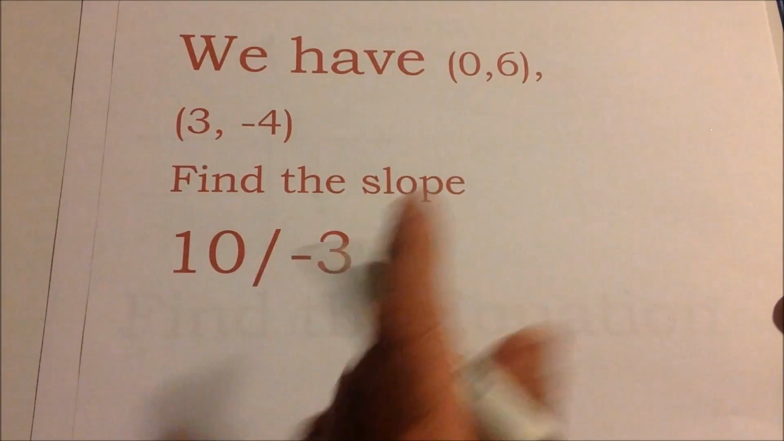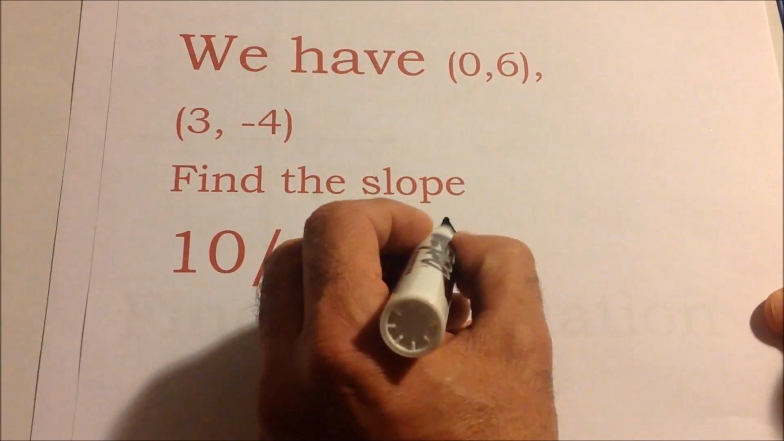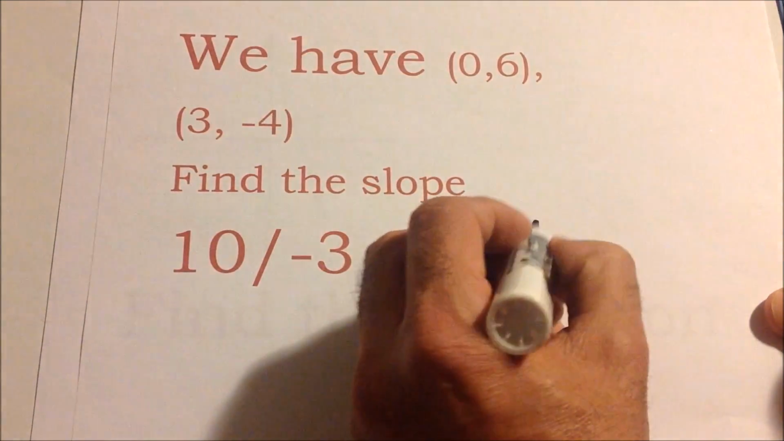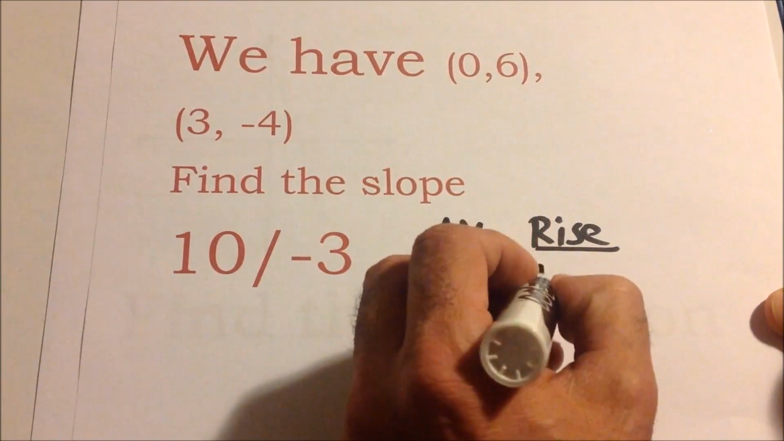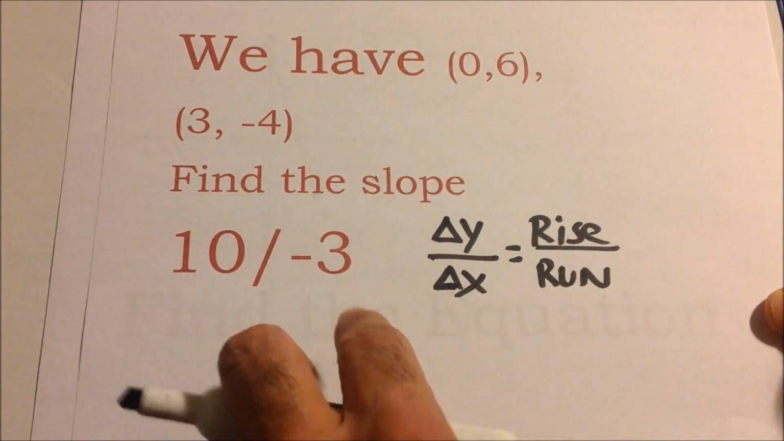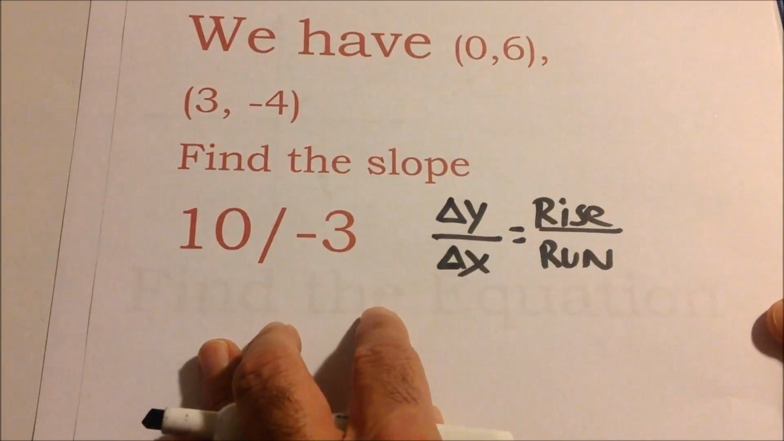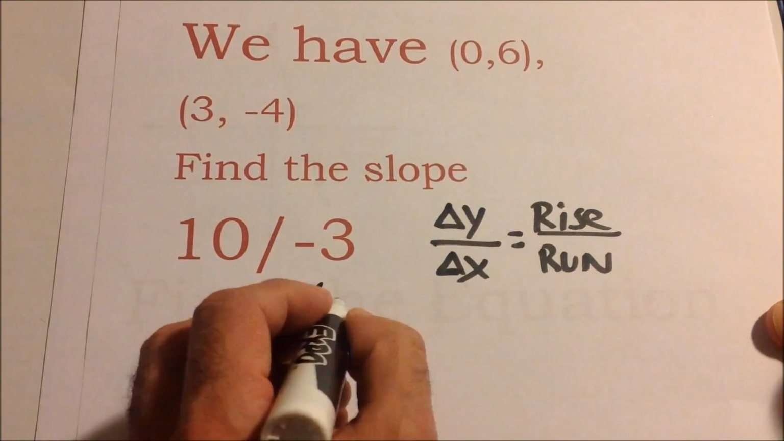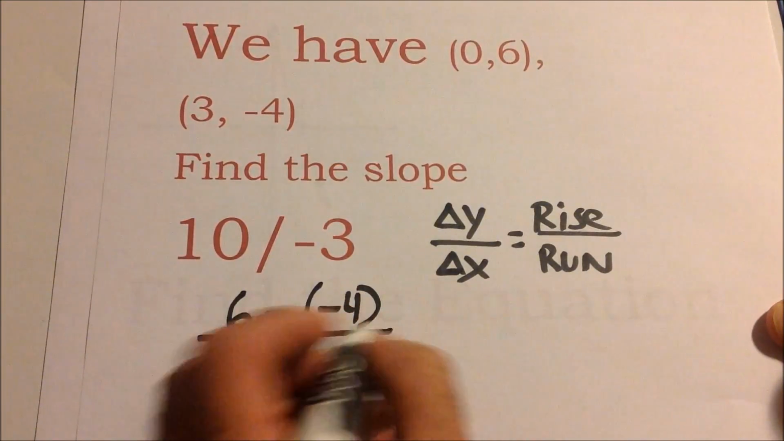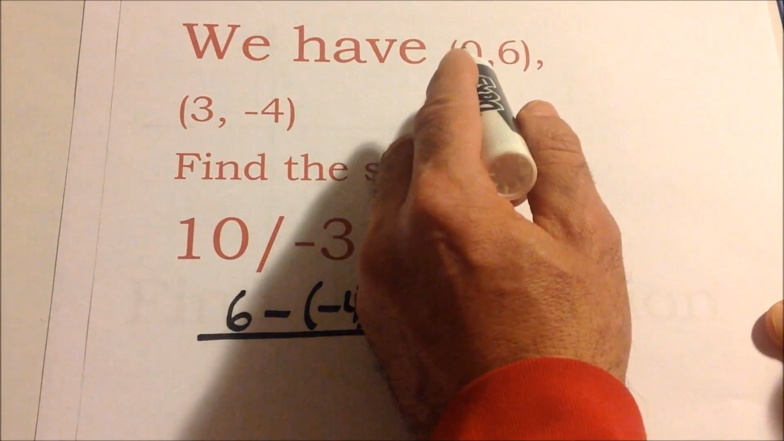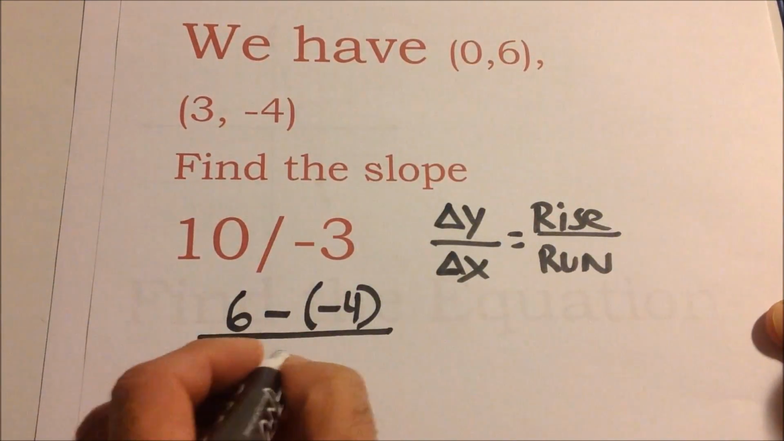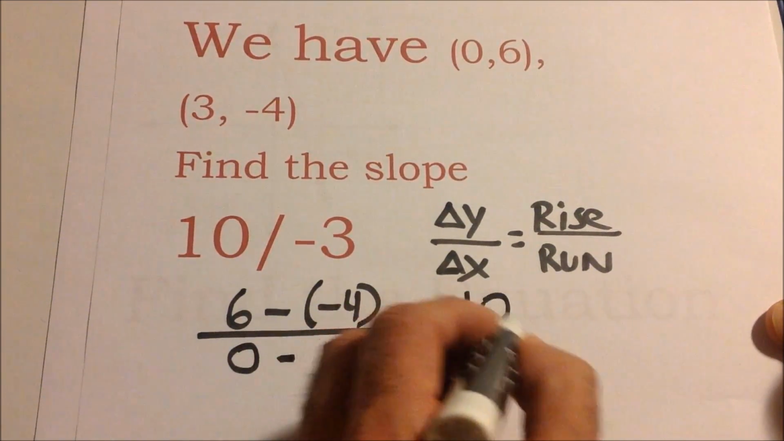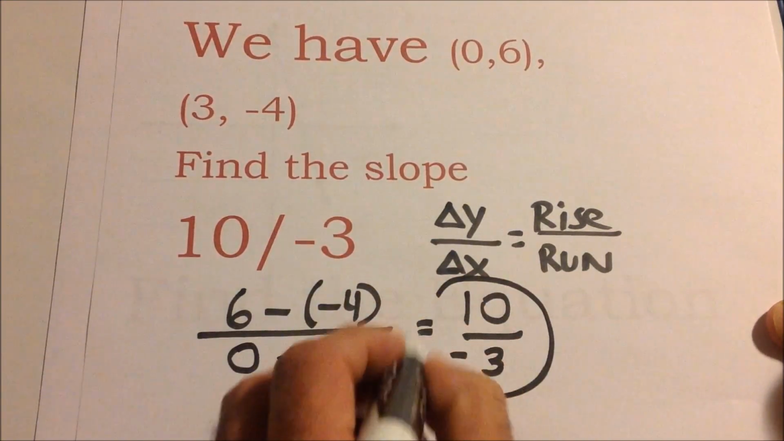So how do I do that? Well, we can use this formula here, the change of y over the change of x. Just something fancy here. It's the rise over the run. And so we're using the y over the x. So we have 6 minus negative 4. And then if we're using that 6, we have to use that 0. And we have 0 minus 3. And so keep change, change. We're going to have 10 over negative 3. So that is the slope.